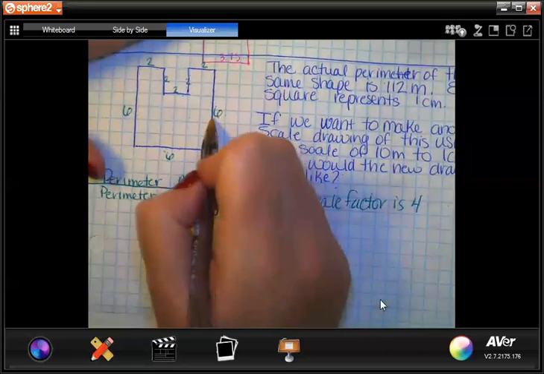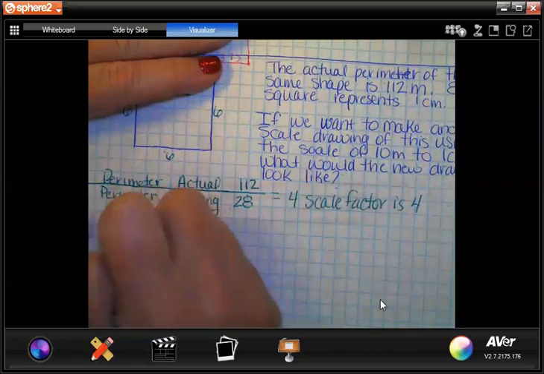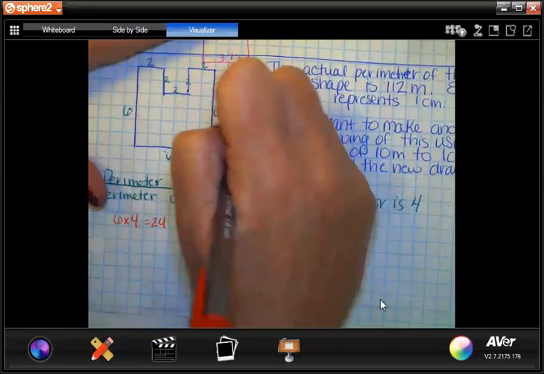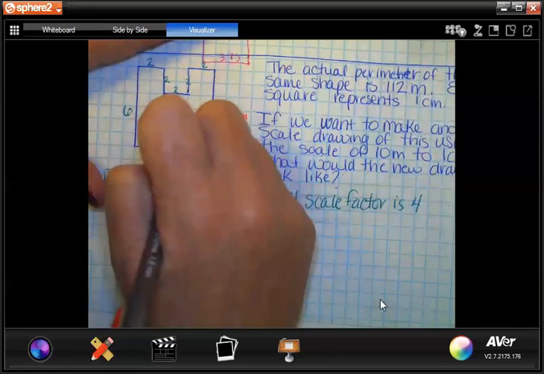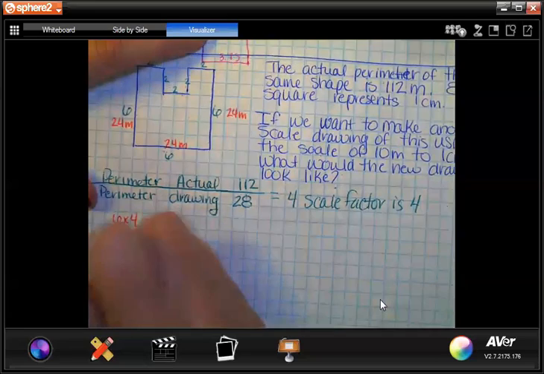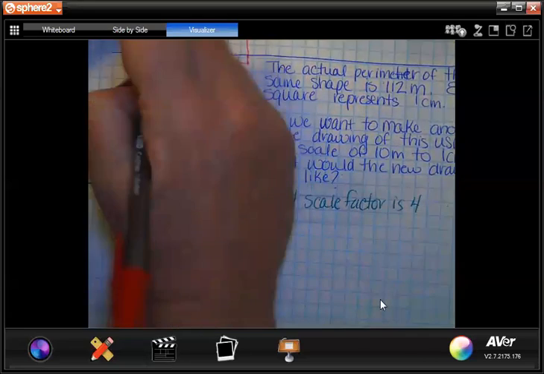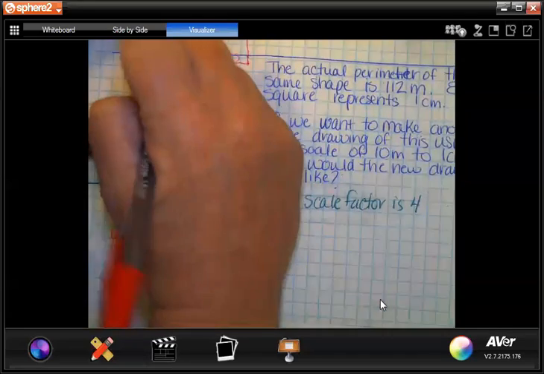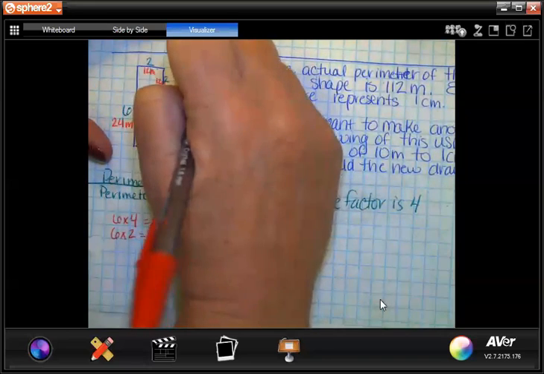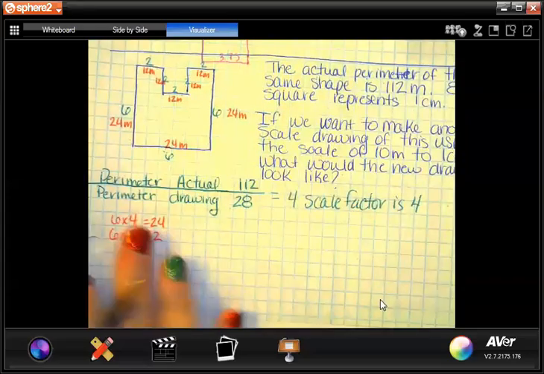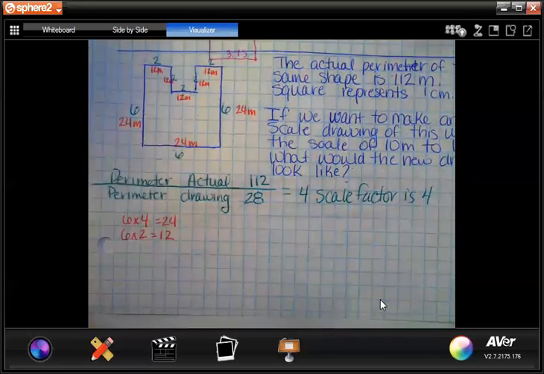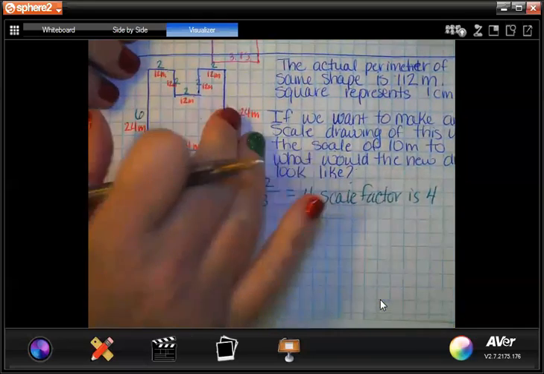So to find out each actual length of these sides, I'm going to multiply these by 4. So 6 times 4 is 24. So this side's actually 24 meters. This is 24 meters. This is 24 meters. And then 6 times 2 is 12. So this is 12 meters, 12 meters, 12 meters, 12 meters, 12 meters. So now I know the actual lengths of each of these sides.